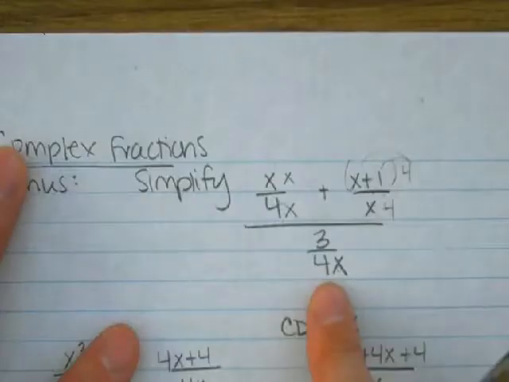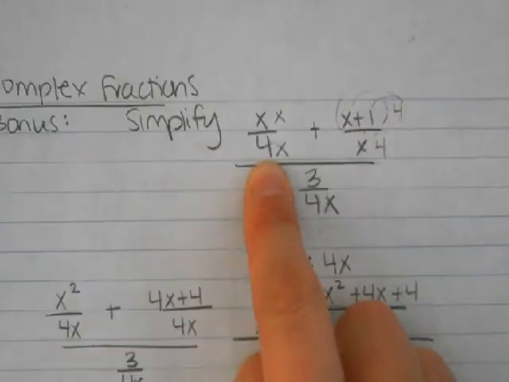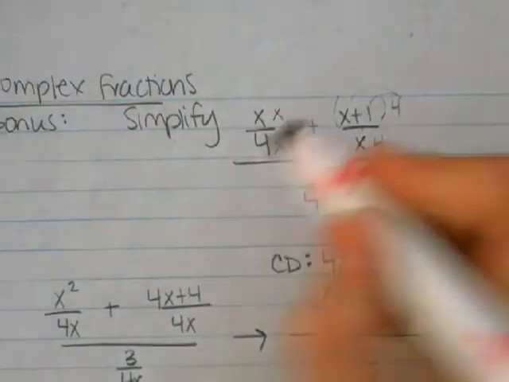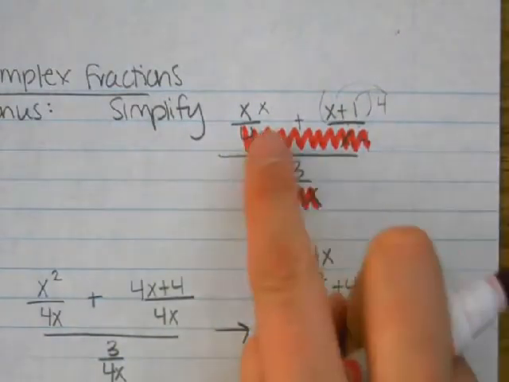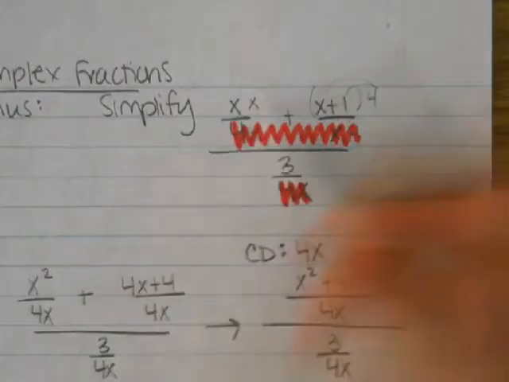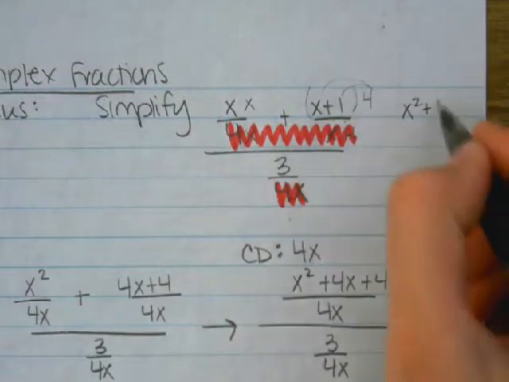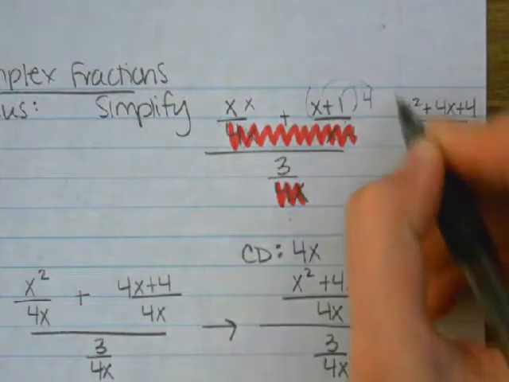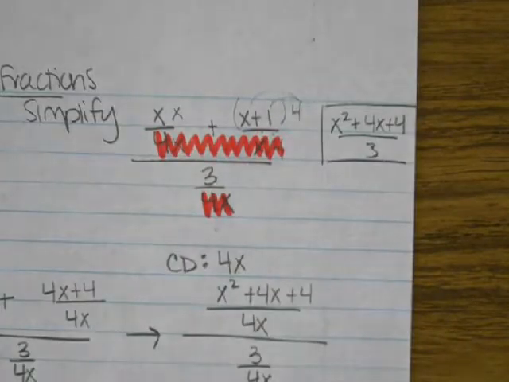So what we're going to do is go back to the original problem, and I'm going to say I've got a common denominator here, and here, and here. And once I do that, I can get rid of my denominators like this. And when I do that, I get my x squared plus 4x plus 4 over 3, and I'm done. And I did not have to do any of that. You guys see? Did you see how tricky we were?